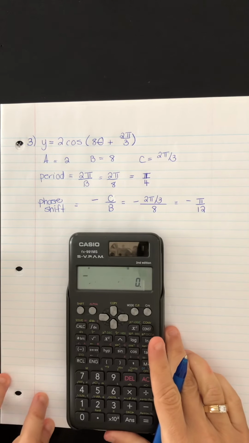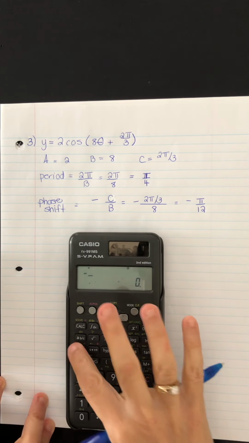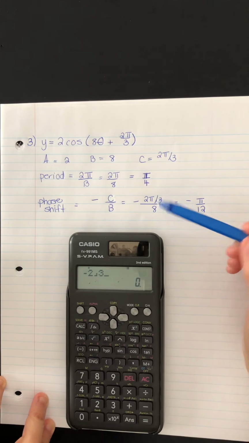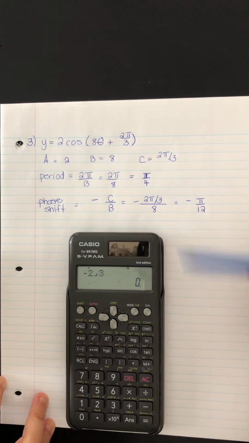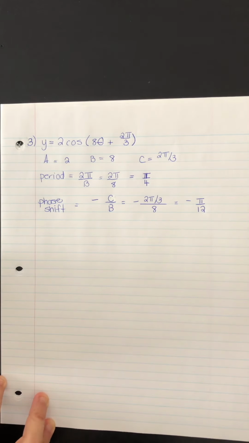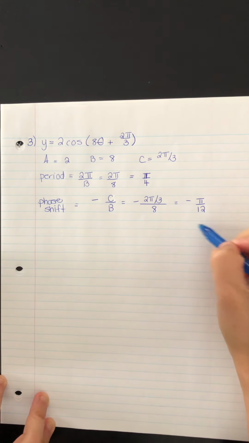Okay, but just to show you, you can do negative 2/3, just leave out the pi, divided by 8. Okay, so there it is, negative 1/12. And now we are all set. We're going to be shifting ultimately to the left.